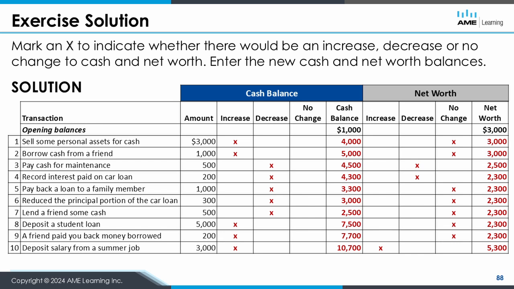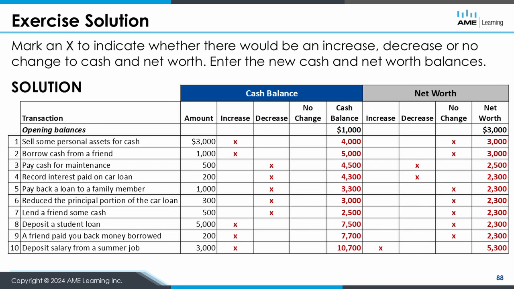So the first one is sell some personal assets for cash. Well, that's going to increase our cash balance. And so in this case by 3,000. So our new cash balance would be 4,000. But this doesn't have any effect on our net worth because it's just changing one asset for another. So let's say maybe you bought a new television, and so you're selling your old television. You're just getting cash, which is an asset, and then you're getting rid of an asset. So you're just exchanging. So there wouldn't be any impact on net worth for number one.